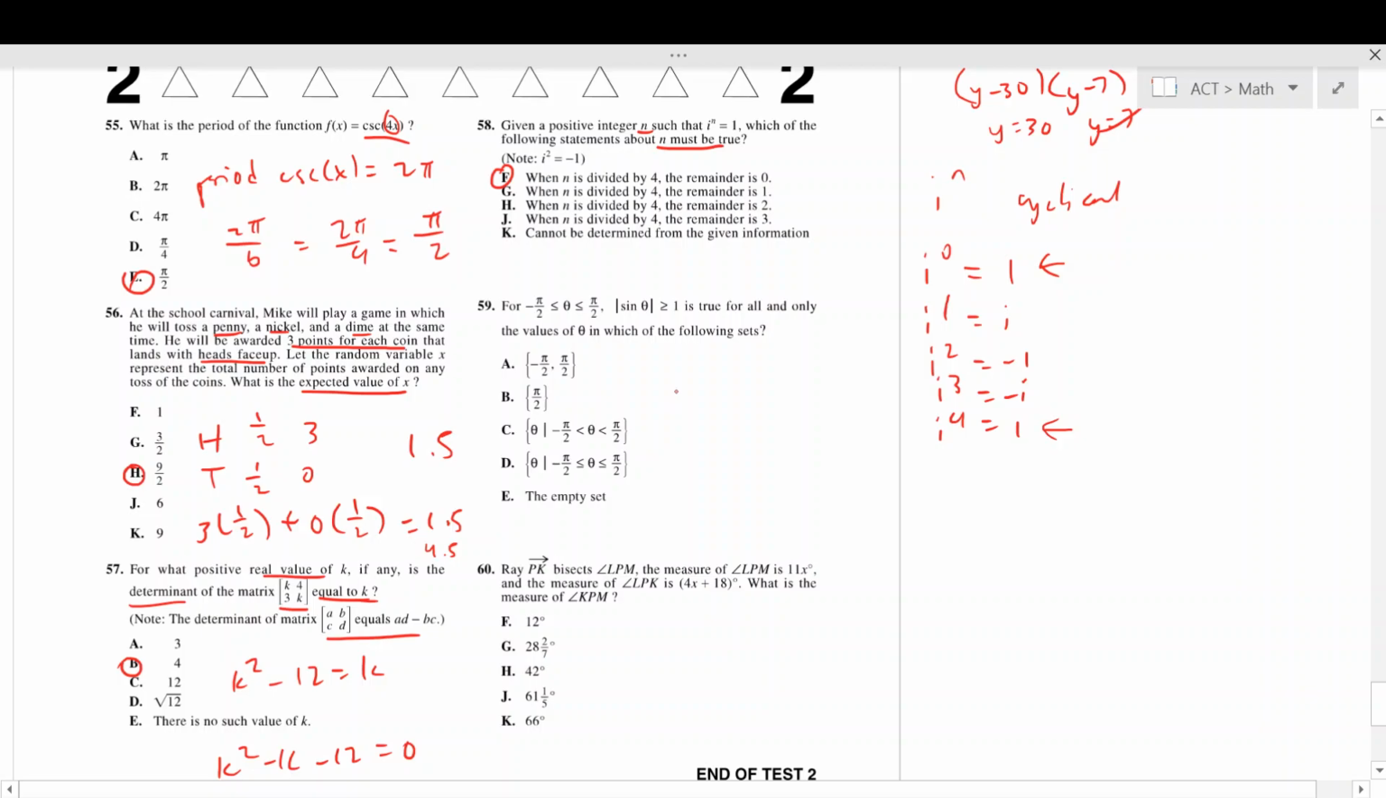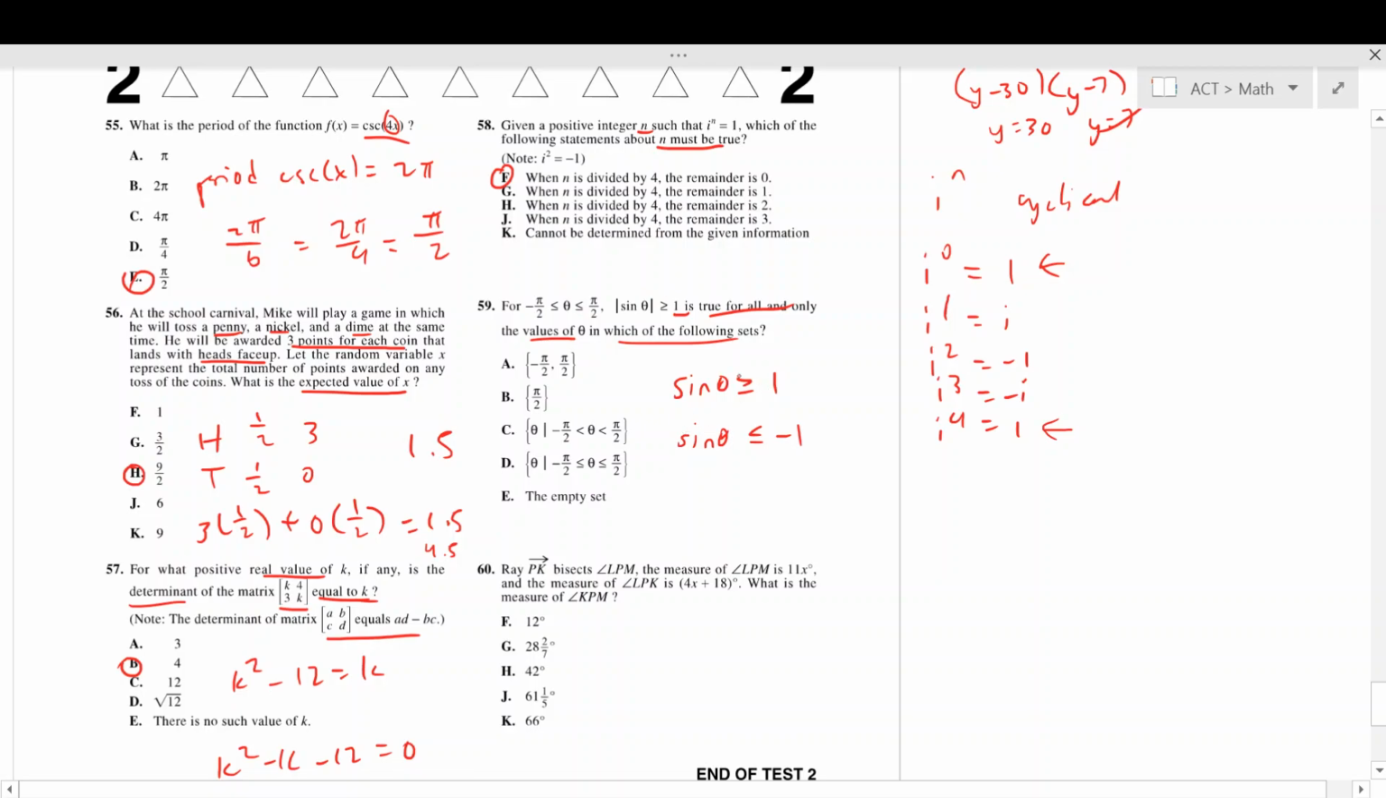So now let's go through the question. For this domain, negative pi over 2 is less than or equal to theta is less than or equal to pi over 2. The absolute value of sine of theta is greater than or equal to 1. And that's true for all and only the values of theta in which of the following sets. Right. So absolute value of sine theta is greater than or equal to 1. So that must mean sine of theta itself must be greater than or equal to 1. Or maybe sine of theta is less than or equal to negative 1. So this is how you would break up this absolute value inequality.